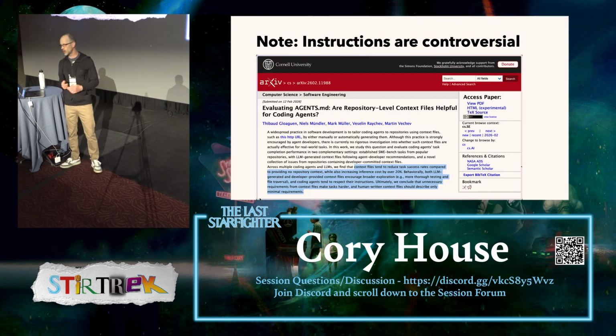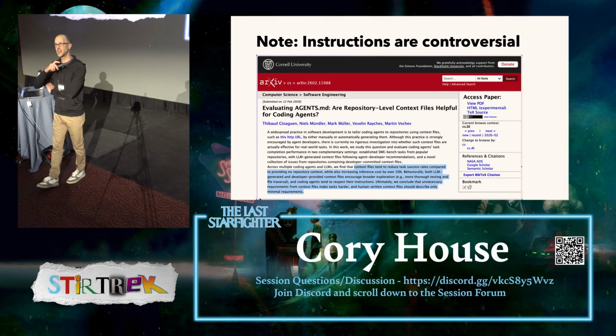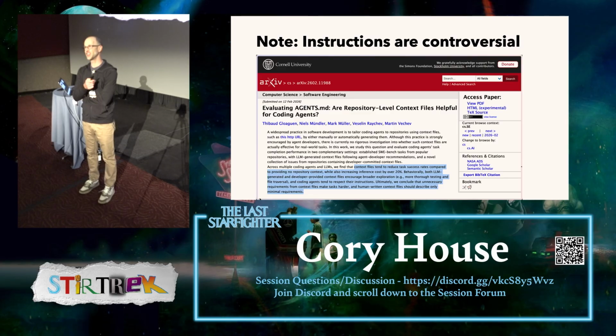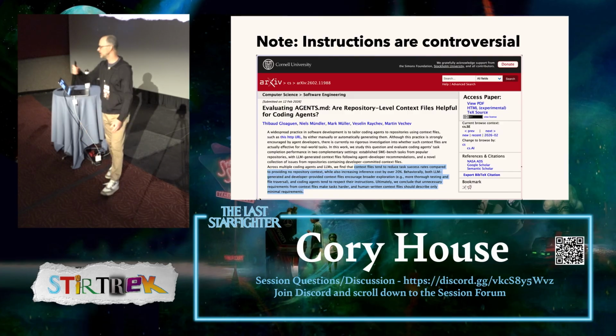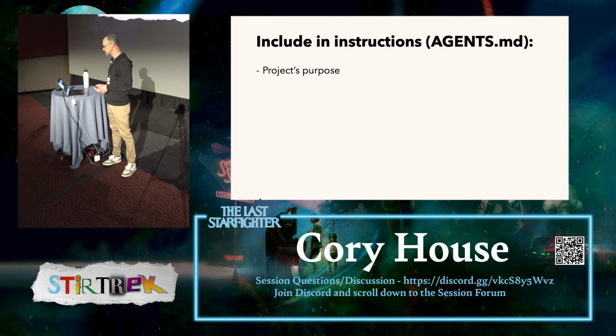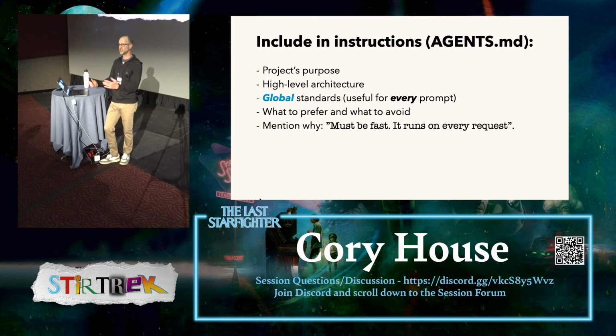Now, what's interesting is how controversial instructions are. This study actually found that they were getting better results without an instruction file than with one, because the AI does a better job just finding stuff real time at that moment rather than having this generated instructions file. This is not to say that you shouldn't have any instructions, but I would say the core problem is right now people are bloating them, putting too much in. So some things that might be useful is the project's purpose or high-level architecture, global standards, and justifications, like why does this need to be fast and so on.